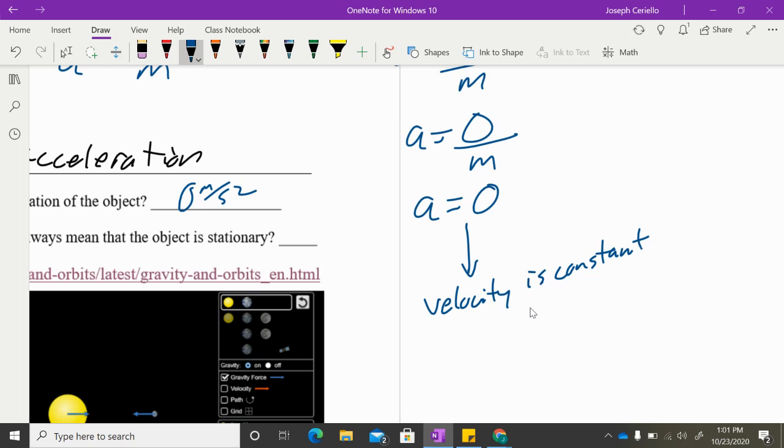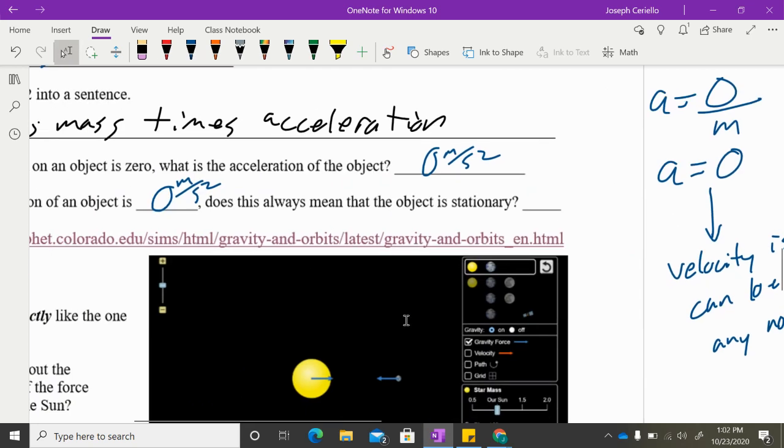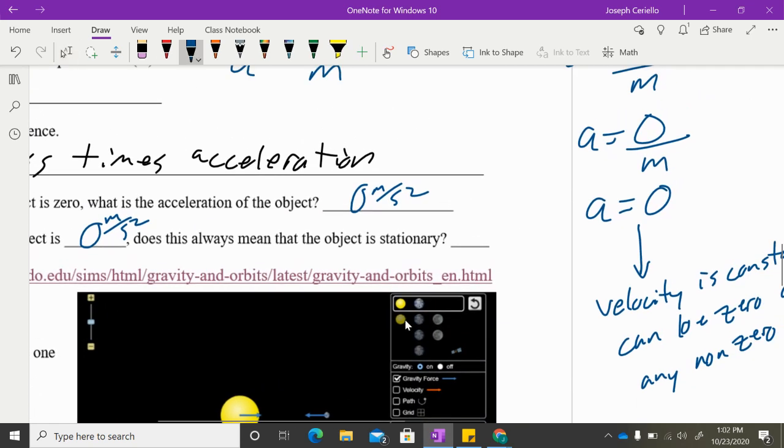Now that constant velocity can be 0 or any non-zero number. Because if I have constant velocity, my velocity can constantly be 0 meters per second. That's okay. It could also be constantly 10 meters per second. It could constantly be -4 meters per second. So does this always mean the object is stationary? No. It could have constant velocity that's positive or negative, or has a value that's non-zero.